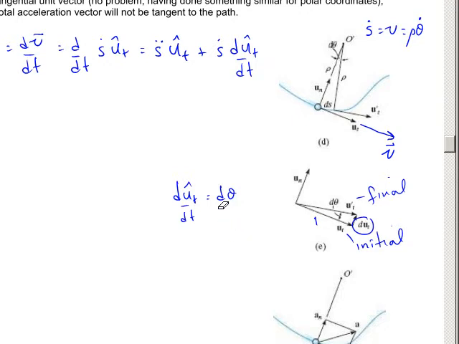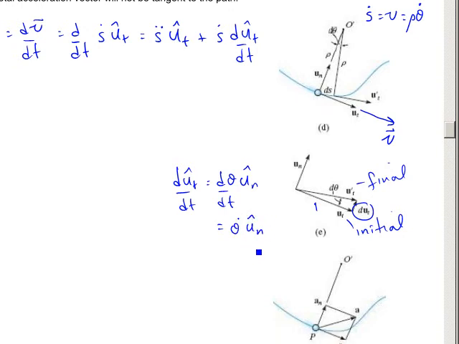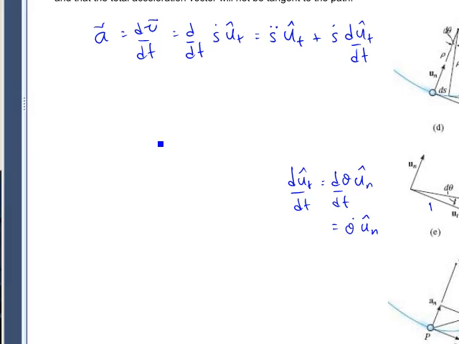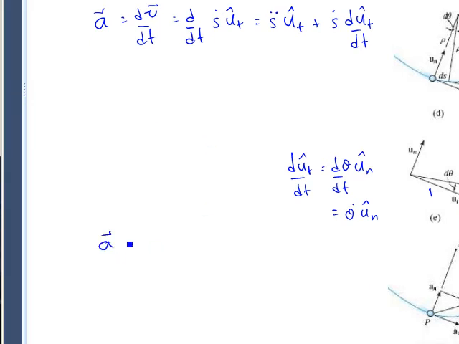Actually, let me just take a step back here. The du tangential magnitude is going to be 1 d theta. And look at the direction. This vector changes in the normal direction. So dut is d theta un, so dut dt is going to be d theta dt un, or theta dot in the normal direction. So now if we substitute that into our emerging acceleration equation, we'll get acceleration is s double dot ut plus s dot, instead of dut dt, we'll have theta dot un.